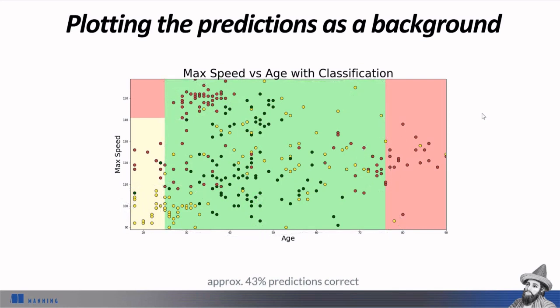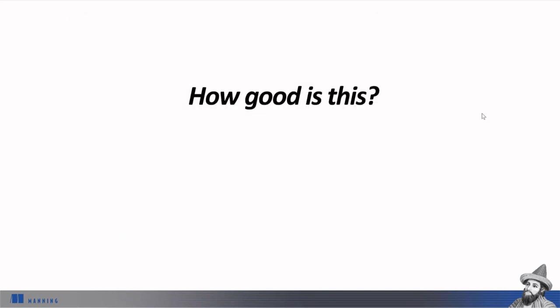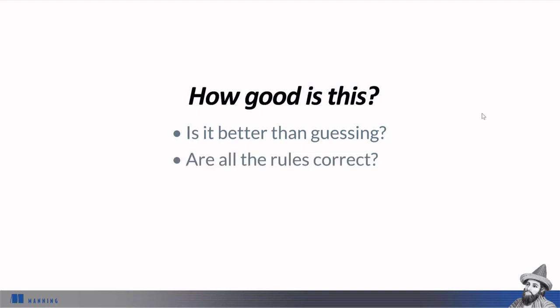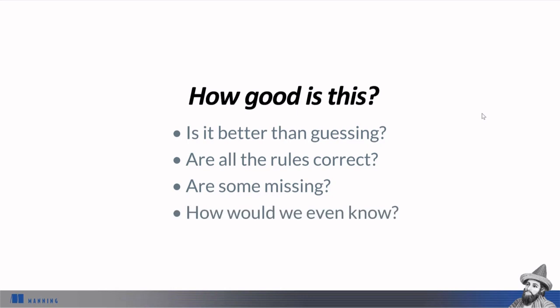And as it turns out, even on the data that we know, it only predicts 43% of the samples correctly. Now, how good is this? Is it better than guessing? And then, are all the rules correct? We even questioned already the rule for the older people. Is that correct? Aren't there some older people who are great drivers? And now, also some rules missing. You saw that the groups we could separate with our rules probably were too coarse. And then, maybe most importantly, how would we even know if these rules are good? How would we measure that?